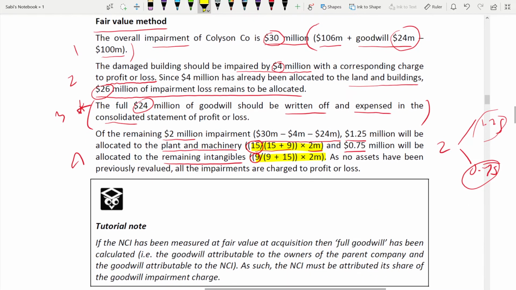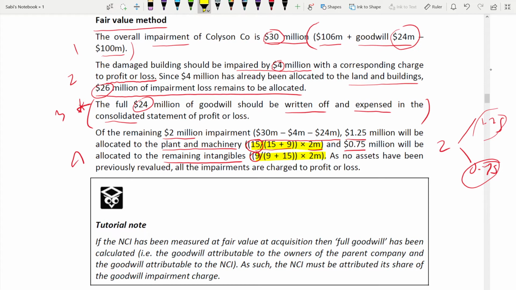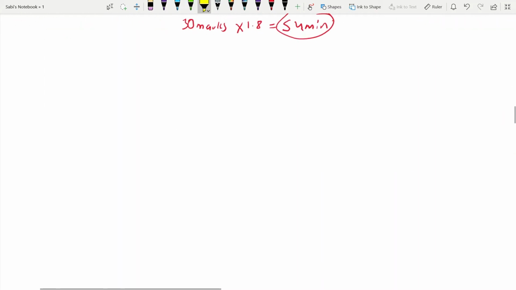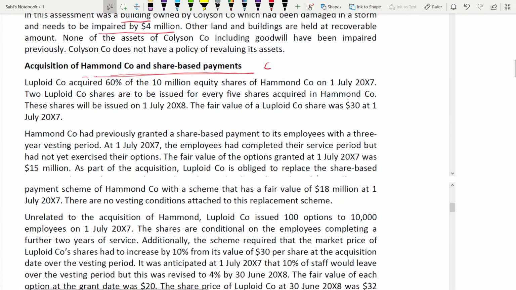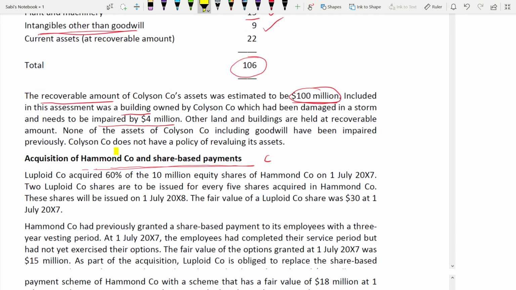with the current assets. No assets have been previously revalued. Very important. Why did they tell about this revaluation? If you see here, one thing they have told in the case study: the company does not have a policy of revaluing its assets. This is very important, which is why they have given it. I have told you, nothing that they have given is unimportant.